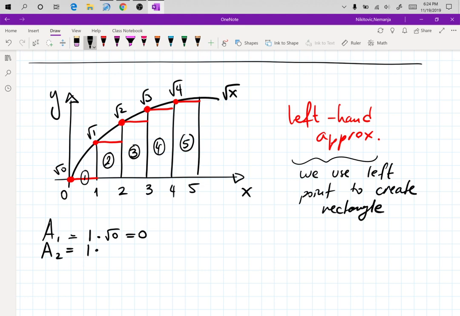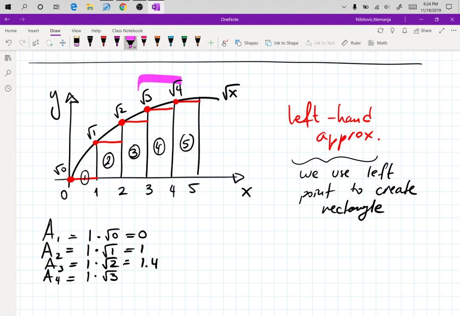Area 2, again, width is 1 times square root of 1, we get 1. Area 3 is 1 times square root of 2, which is about 1.4. You can put 17 decimals if you want, doesn't matter. A4, the fourth rectangle, is going to be 1 times square root of 3.